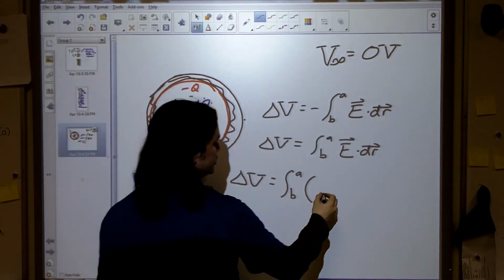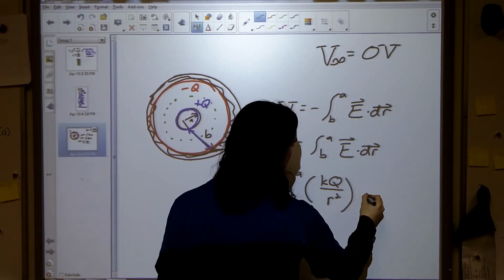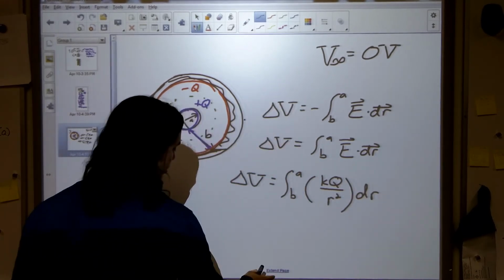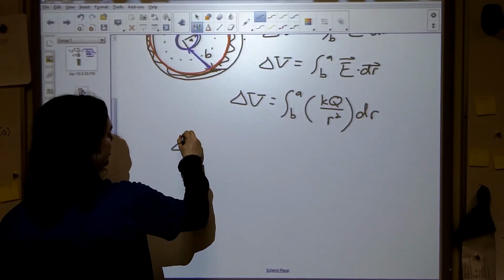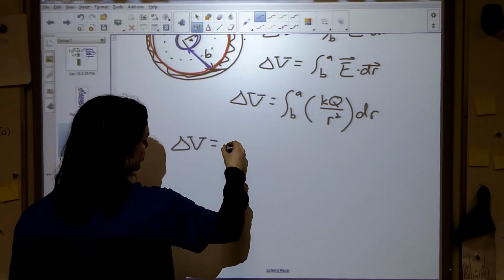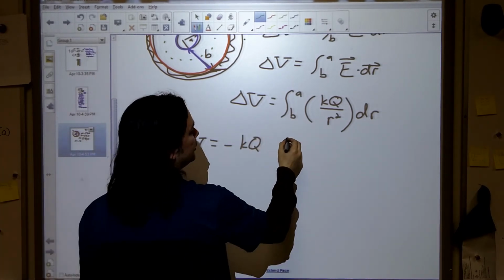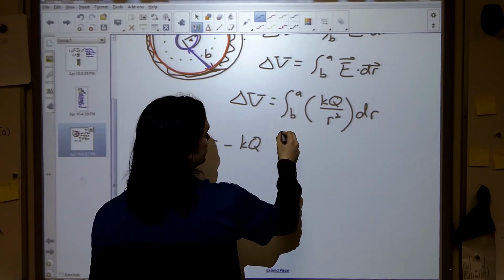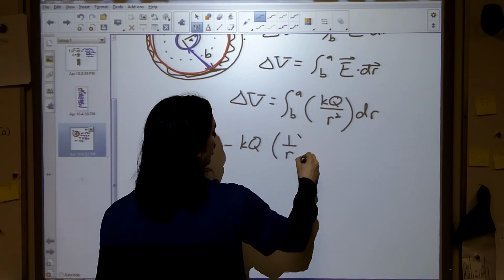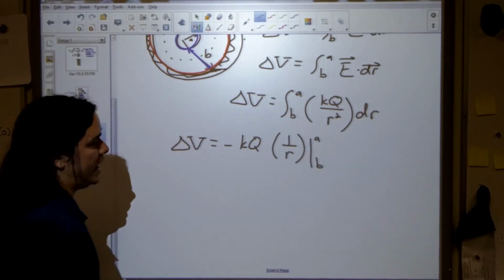Again, the only thing in charge is Q. So we've got KQ over little r squared dr. We end up with more or less the same thing that we saw just a moment ago. There's a negative that comes out, we'll more or less drop it, but negative KQ times 1 over r evaluated from B to A.